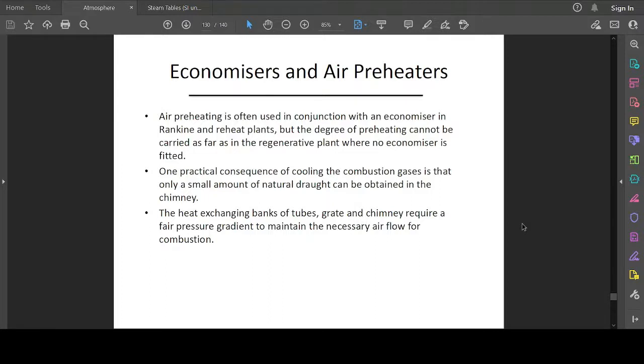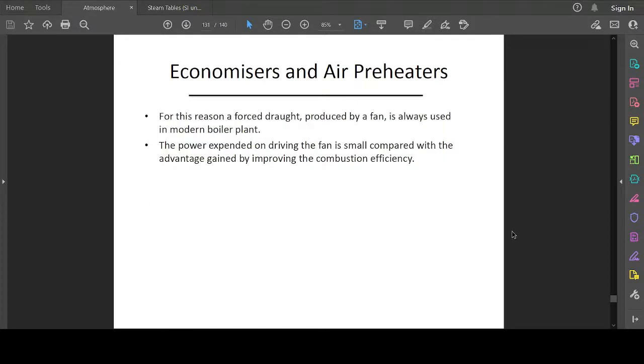So the heat exchanging bank of tubes, grate and chimney require a fair pressure gradient to maintain the necessary airflow for combustion. So for this reason, a forced draft produced by a fan is always used in modern boiler plant. So the power expended on driving the fan is small compared with the advantage gained by improving the combustion efficiency.